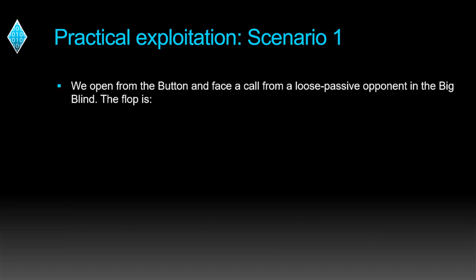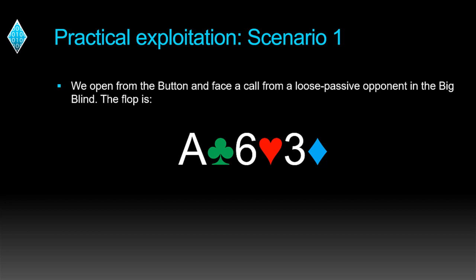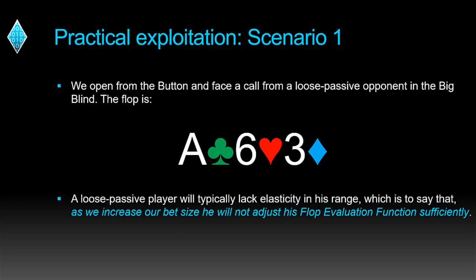The first example of practical exploitation is this. We're going to open from the button, we're going to face a call from a loose passive opponent in the big blind, and the flop is going to be a6-3 trichrome. So a loose passive player will typically lack elasticity in his range, which, if we put that formally, is to say that as we increase our bet size, he will not adjust his flop evaluation function sufficiently.